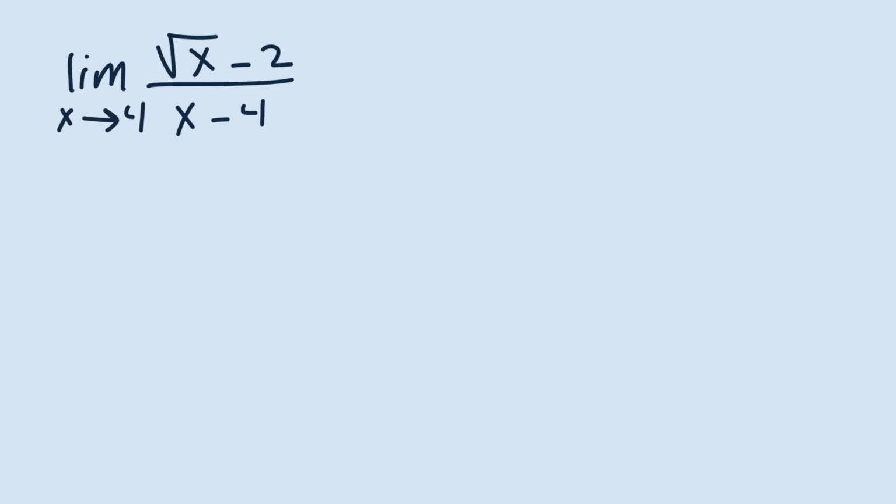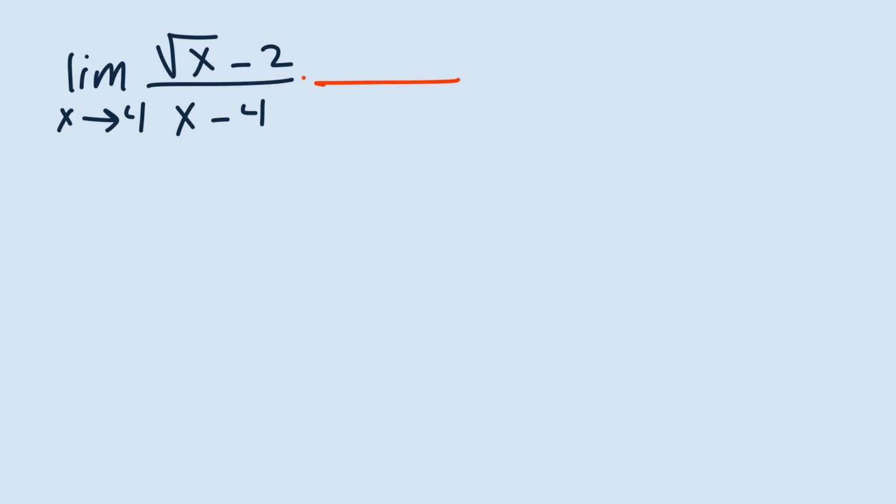Let us try to solve this question together. Limit of square root of x minus 2 divided by x minus 4 as x approaches 4. If we use direct substitution, we will get 0 over 0, which is undefined. So we have to do something else. Whenever you face a question that looks something similar to this, you have to multiply the numerator and denominator by the conjugate, which is square root of x plus 2.